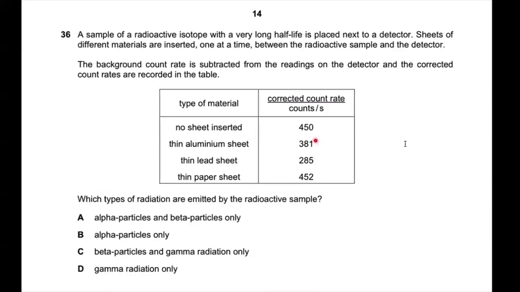So this blocks out some of the beta. So there is definitely beta here. And then with a thin lead sheet, this means that gamma also goes through. And with a thin paper sheet, the count rate is pretty much the same, right? For this increase, we can basically attribute it to the randomness of radioactive decay. So it's not alpha, it's beta and gamma. So that's C, right? This decrease shows beta and this decrease shows gamma.